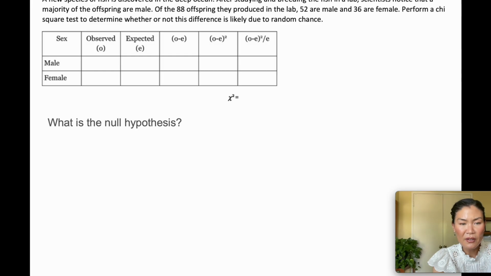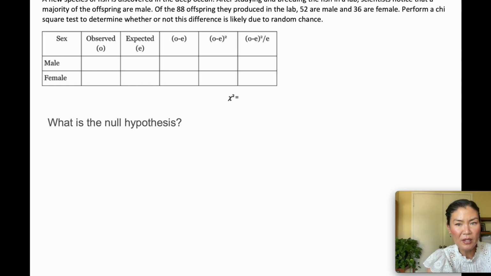Let's do another example. Okay? A new species of fish is discovered in the deep ocean. After studying and breeding the fish in a lab, scientists noticed that the majority of the offspring are male. Of the 88 offspring they produced in the lab, 52 are male, 36 are female. Perform a chi-square test to determine whether or not this difference is likely due to random chance.